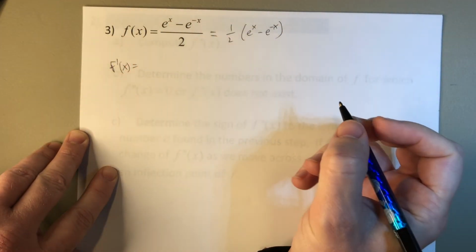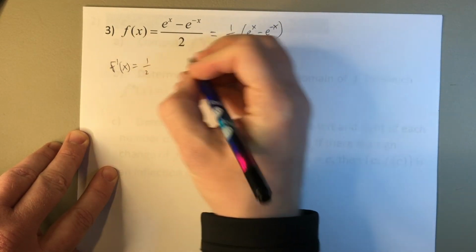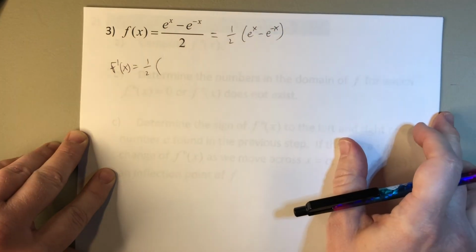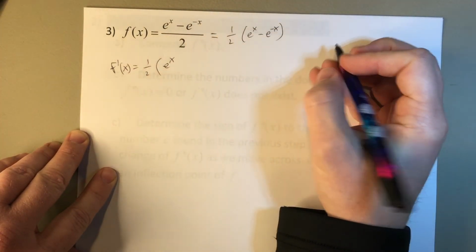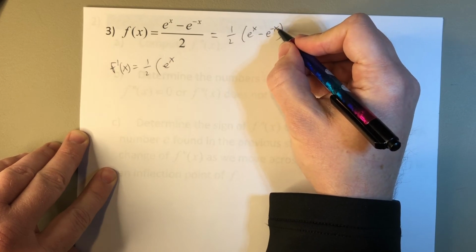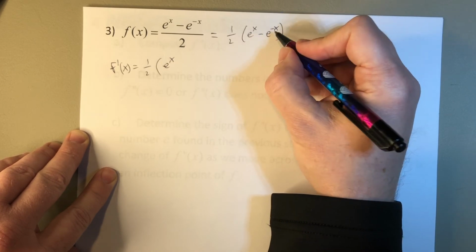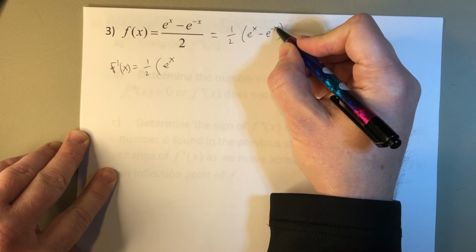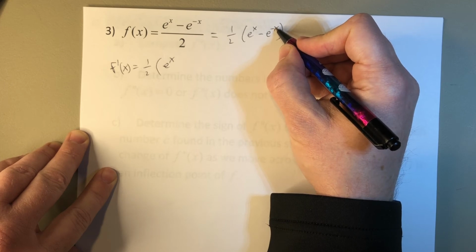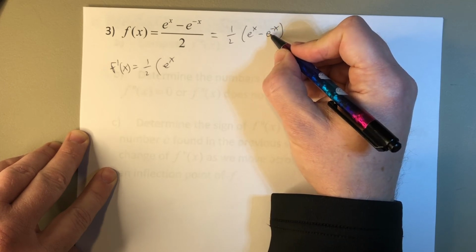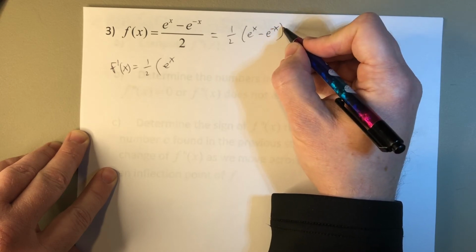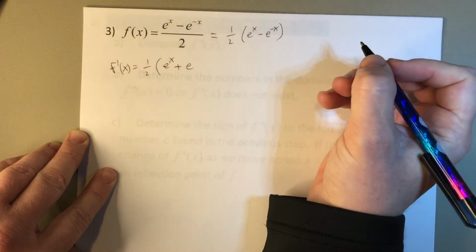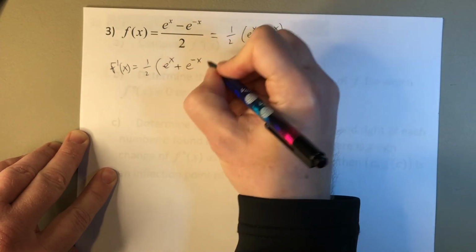Figure out the first derivative. So constant multiple rule says we leave the 1/2 in front. And what's the derivative of this expression then? Well, the derivative of e to the x is e to the x. The derivative of negative e to the negative x is negative e to the negative x, times the derivative of this exponent, which is negative 1. So the derivative of negative e to the negative x is negative e to the negative x times negative 1, which becomes positive e to the negative x.